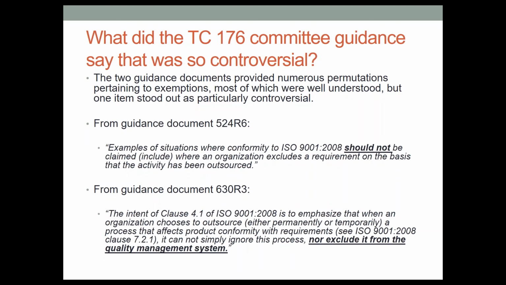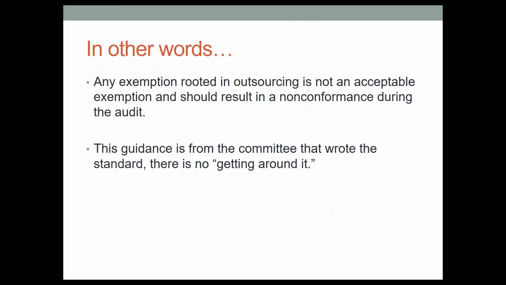And then from guidance document 630R3, the intent of clause 4.1 of ISO 9001:2008 is to emphasize that when an organization chooses to outsource, either permanently or temporarily, a process that affects product conformity with requirements, it cannot simply ignore this process, nor exclude it from the quality management system. So in other words, any exemption that is rooted in outsourcing is not an acceptable exemption, and it should result in a nonconformance during the audit. Now this is guidance from the committee that wrote the standard. There is no getting around this guidance.